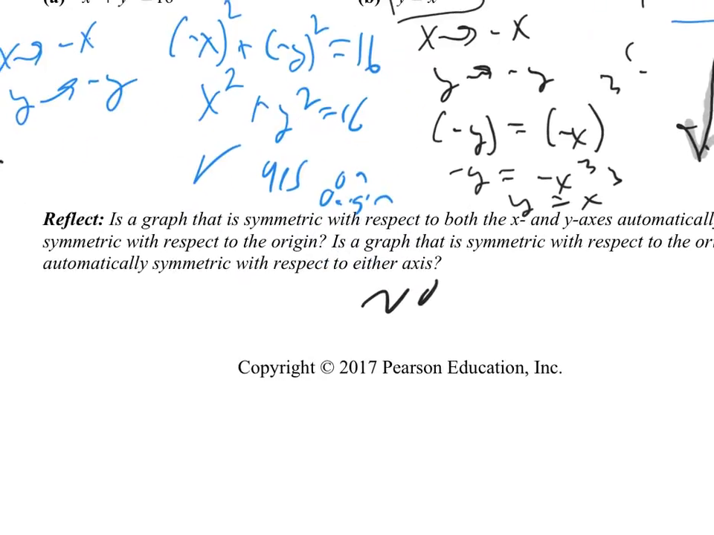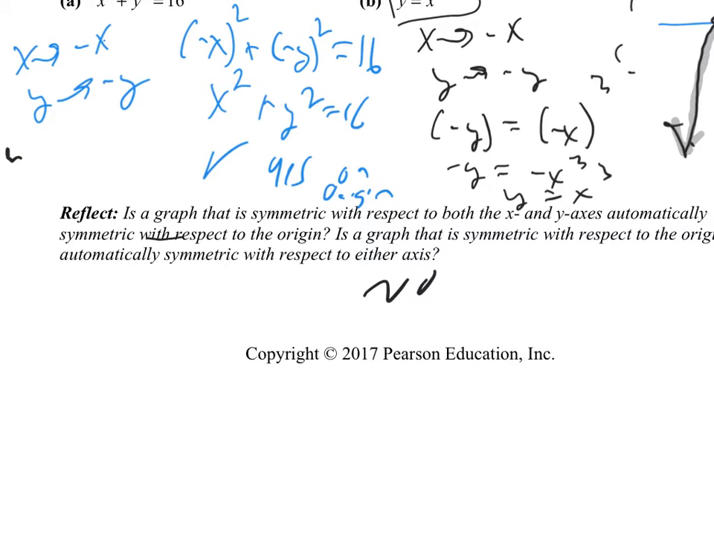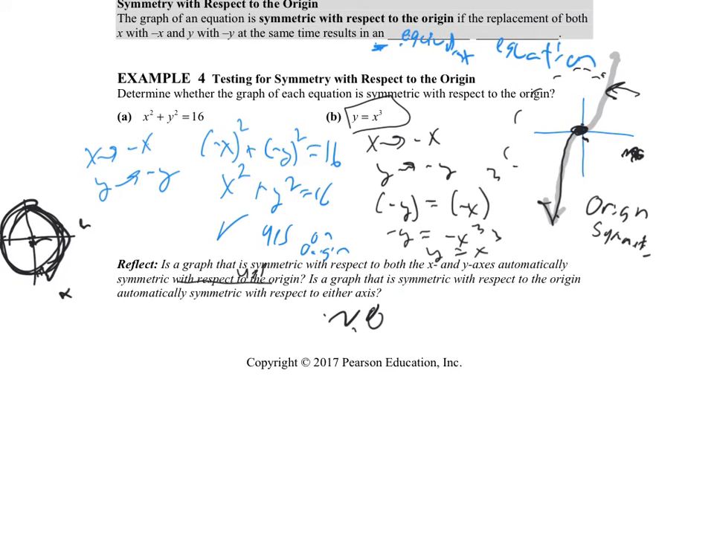So is the graph with both x and y symmetry automatically symmetric with the origin? Okay, this answer is yes. Is the graph symmetric with respect to the origin automatically symmetric with both? No, that answer is no. There's two questions there. So I was answering the second question. The first question is a yes, that if it is both, it has to be origin. But just because it's origin doesn't mean it has to be both.